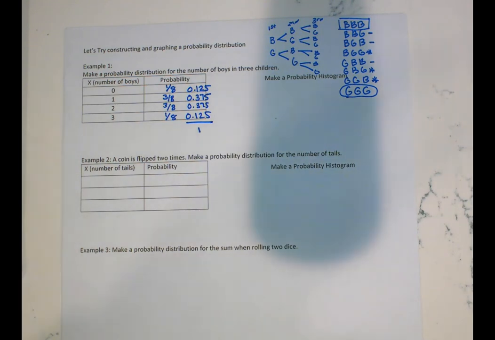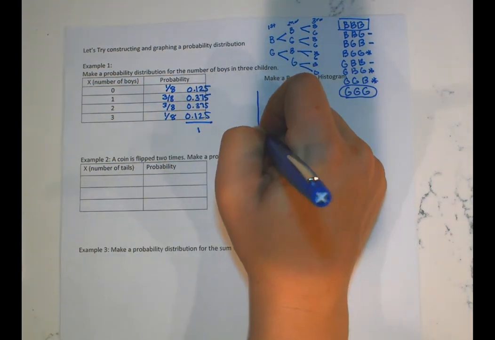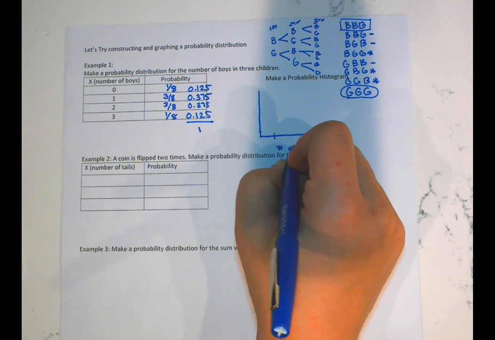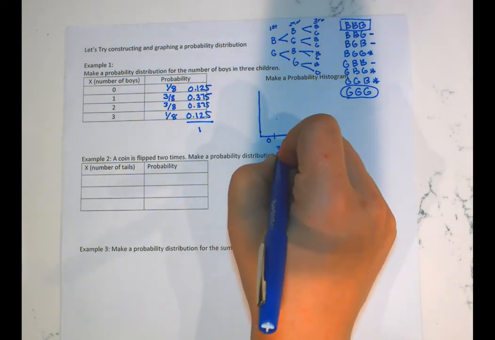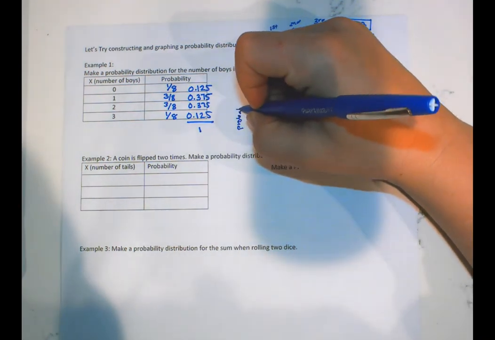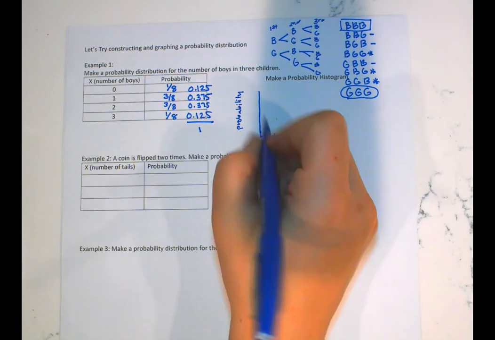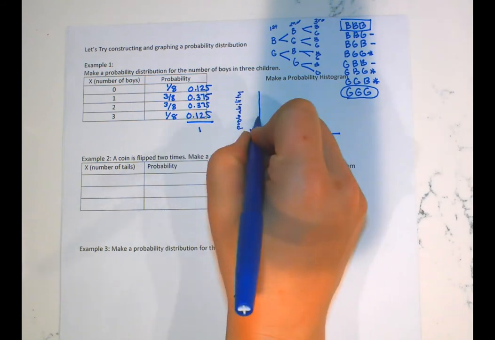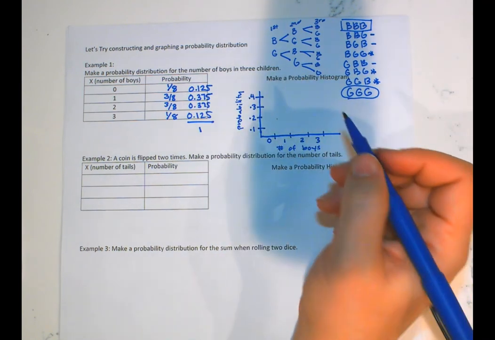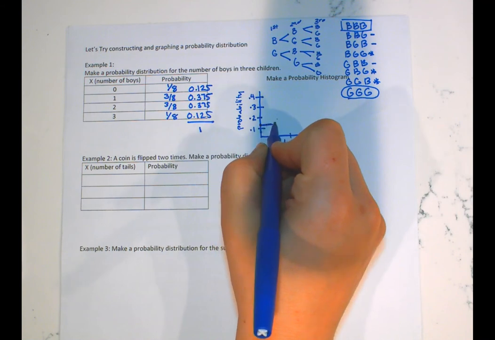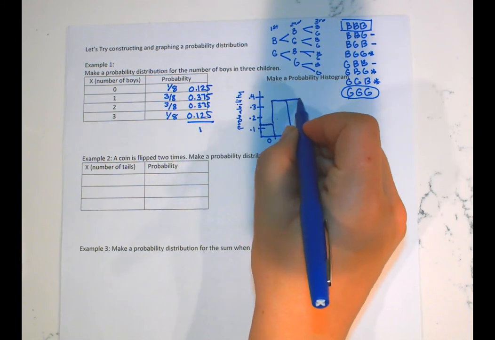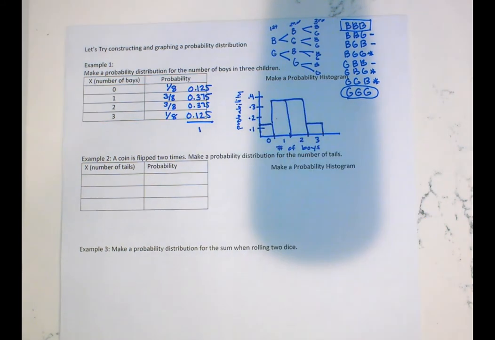So then if I want to make my histogram, I can draw out my histogram. My outcomes here, the number of boys, I could have 0, 1, 2, or 3. And then my probability. And remember, when you're making a histogram, what you count by has to be consistent every time. So if I make this 0.1, this 0.2, this has to be 0.3 and 0.4. So then when I graph, I have to have 0.125, 0.375, 0.375, and 0.125. And that would make up my histogram.